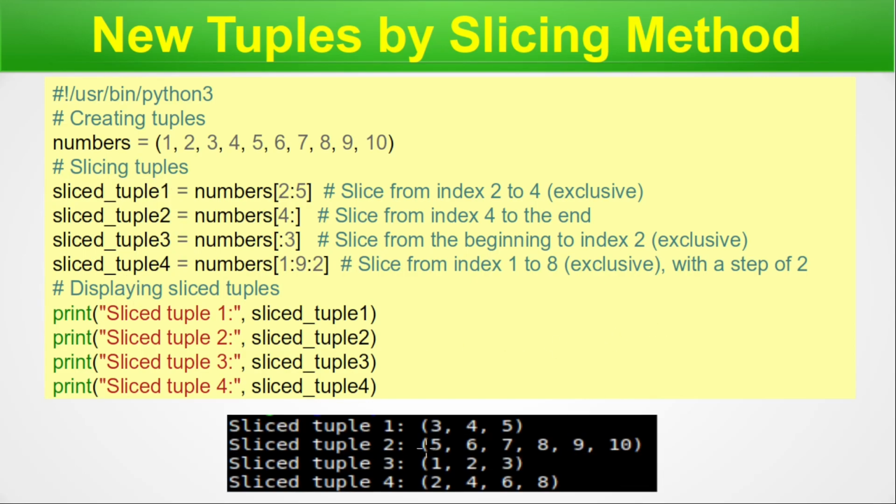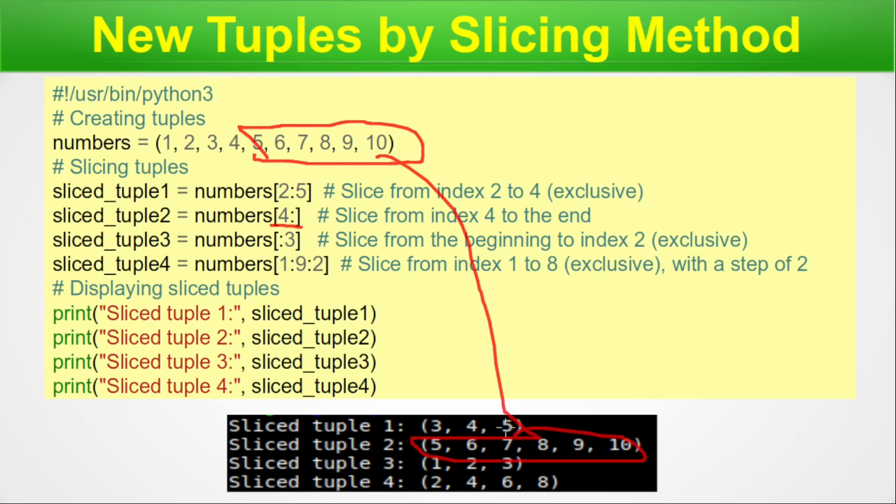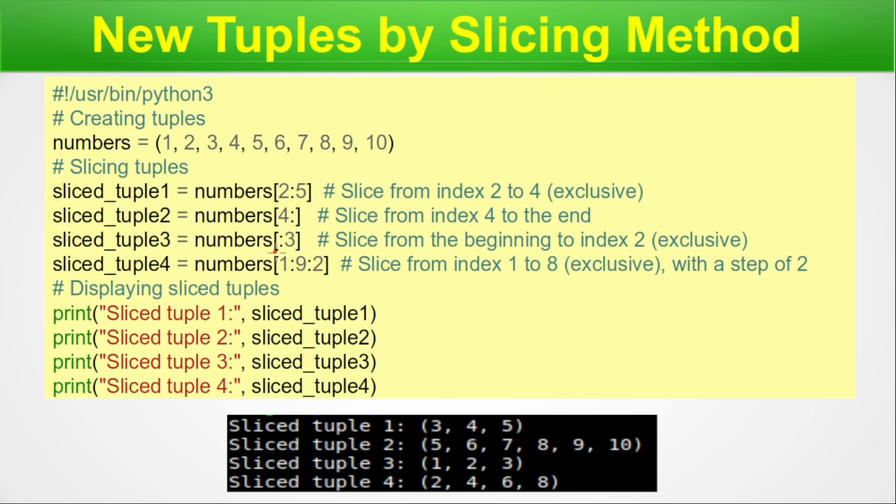The first one is 2:5. You can see that this is 3, 4, 5, which is here. The next one is from index 4 up to the end, that means up to 10, so you can see this has come here. Another one here is :3. It starts from the beginning and stops here, so you can see this part is here.